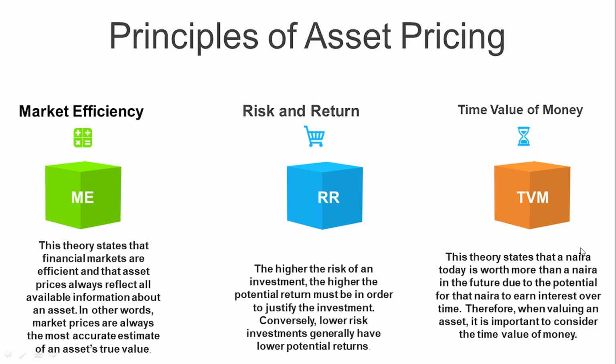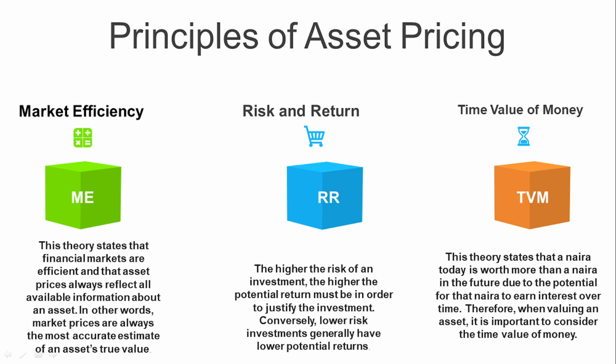There are three principles of asset management. The number one principle is the market efficiency principle. The market efficiency principle states that markets, that is financial markets, are efficient, and that asset prices always reflect all available information about the assets being traded in the financial market. In other words, market prices are always the most accurate estimate of an asset's true value.